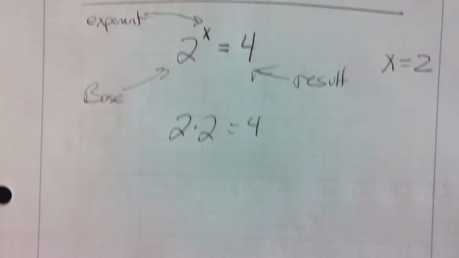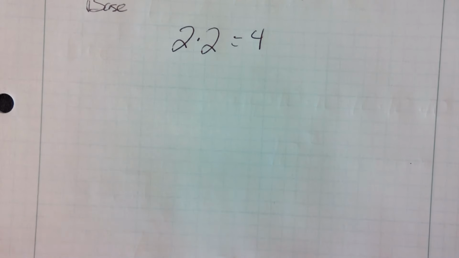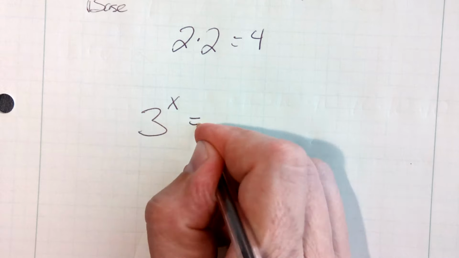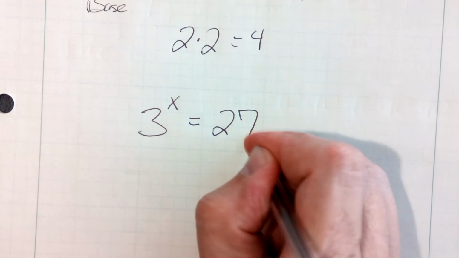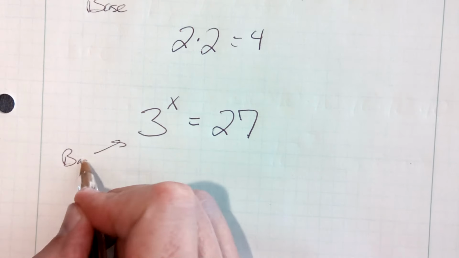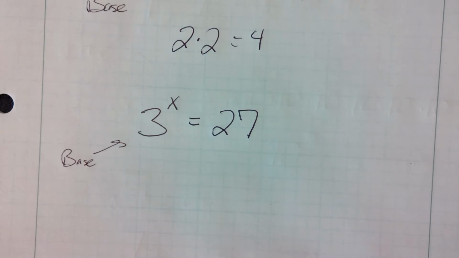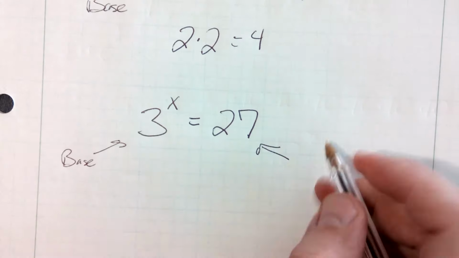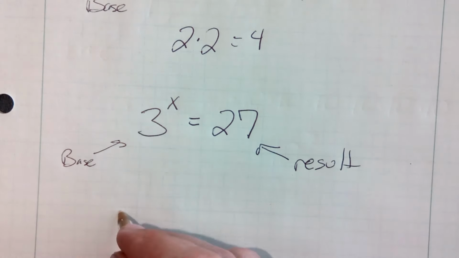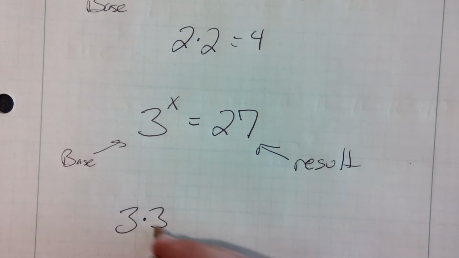Let's do another simple example. Let's do 3 to the x equals 27. Again, I'm going to take this base and start multiplying it by itself until I reach this result, this number. So I'm going to go 3 times 3.